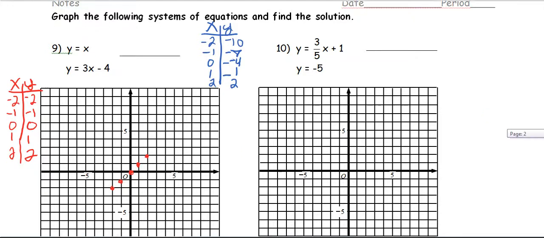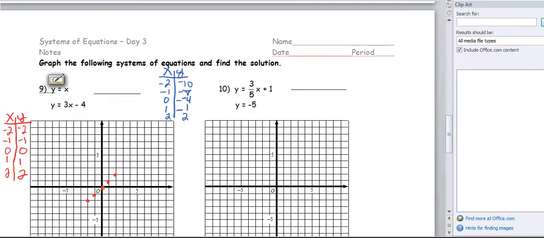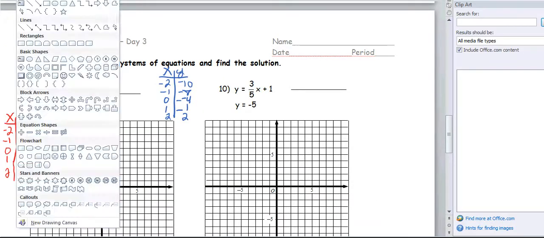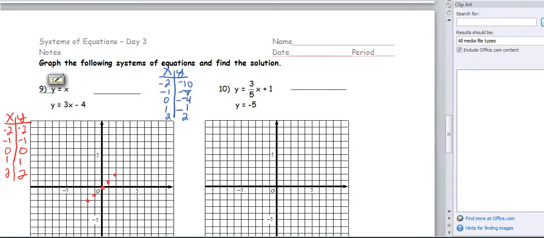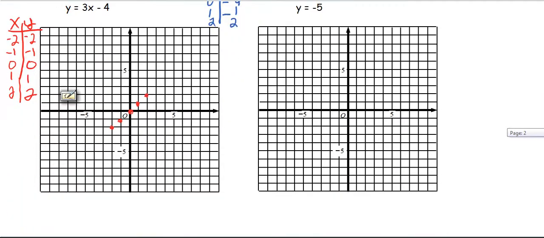Now what I need to do, and like I said, very, very important that you use a good straight edge and you make your lines go all the way across. We'll do shapes. Go all the way across. Now some of these may require quite a bit of length to find out where exactly they're going to cross. So you're going to need to do that all the way across.